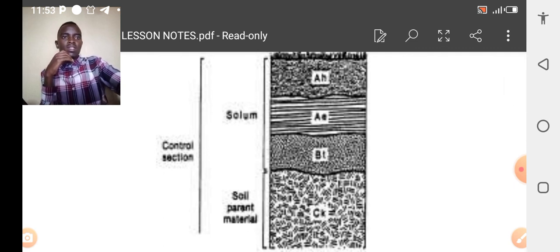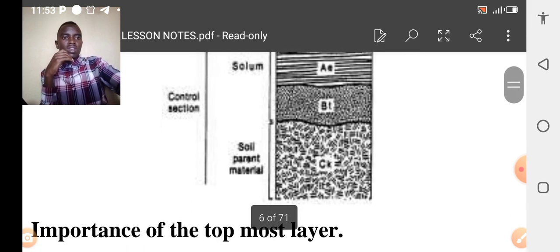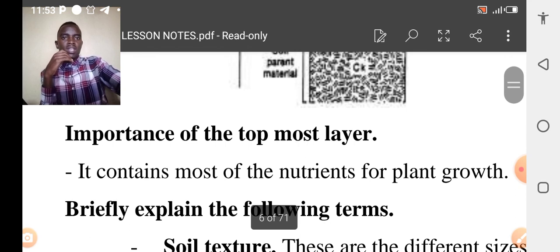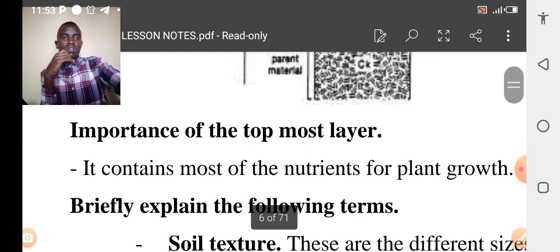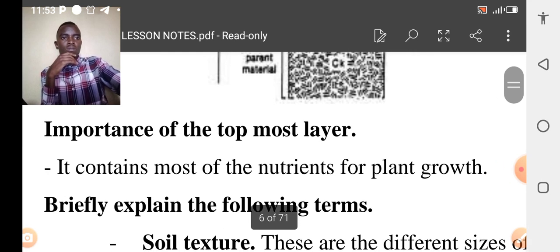As you see here, this is the humus. This is the loam soil. This is the sand soil. And here above we have what? And the importance of the topsoil layer is that it contains most of the nutrients for plant growth.